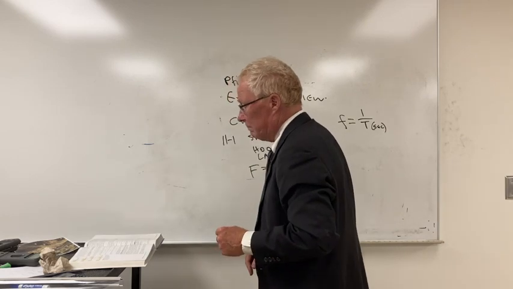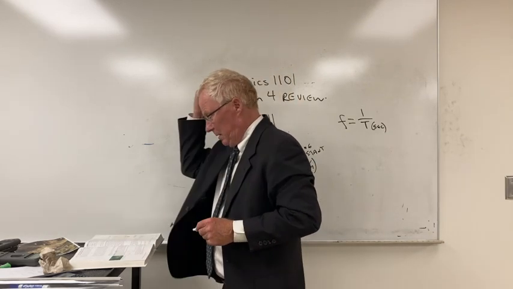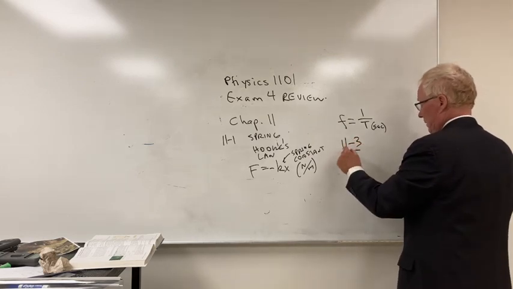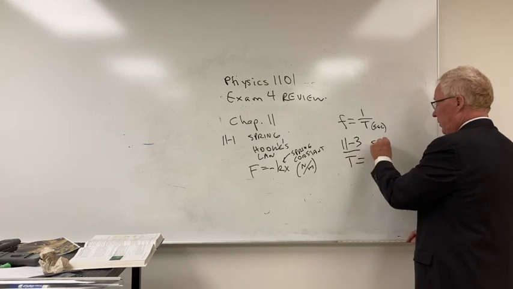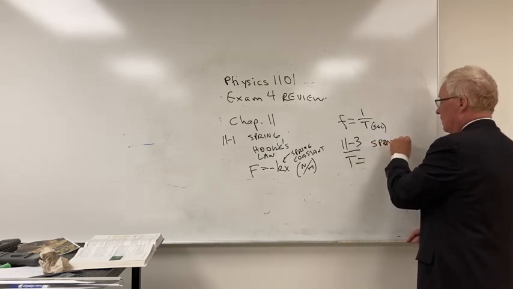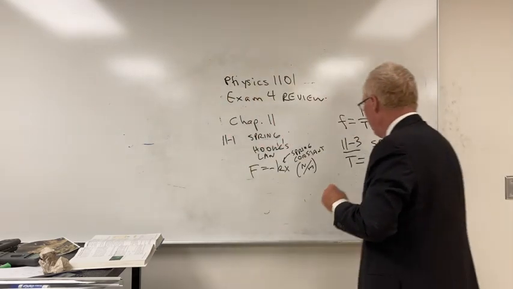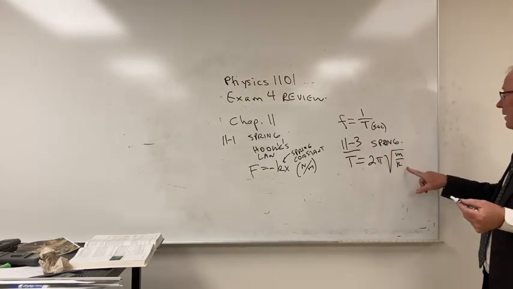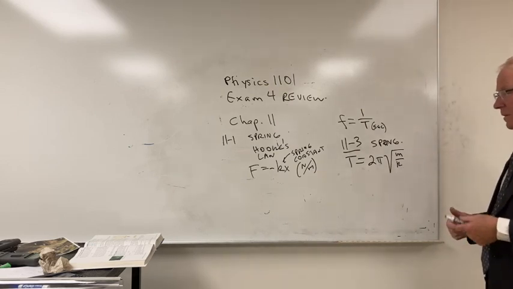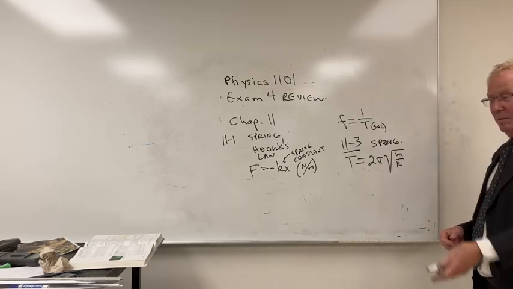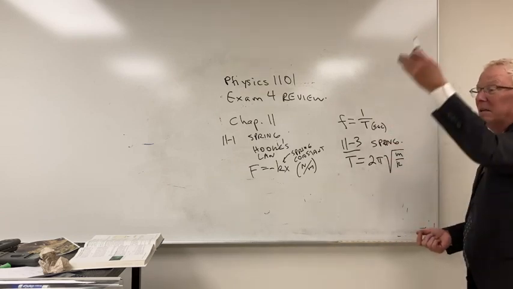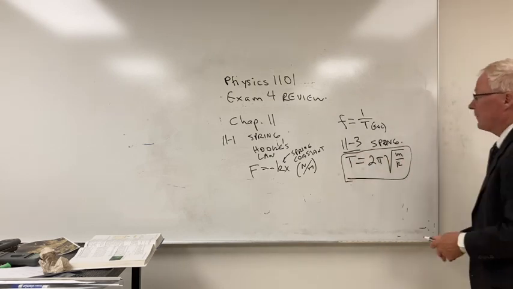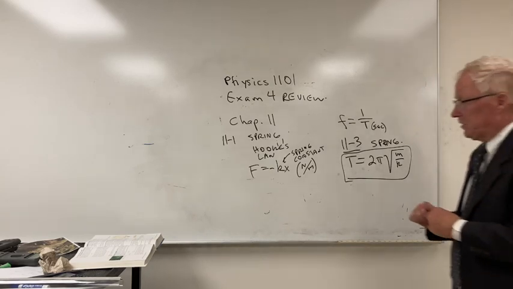For a spring, all right, section 11.3, the period for a spring, the period is 2 pi square root of m over k. M is the mass on the spring, k is the spring constant. Those are the only two factors that determine the period. The amplitude, how far it's pulled, has nothing to do with it. It's just those two factors for a spring. Okay. So that's section 11.3.